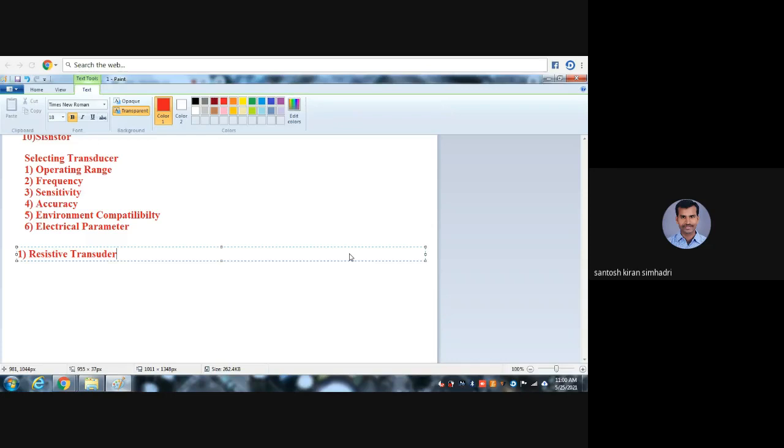What have you learned today? Yes, I have learned about the resistive transducer. What is the definition of transducer? Yes, a transducer is a device which converts one form of energy to another form of energy, one quantity of energy to another quantity of energy, non-electrical quantity to electrical quantity. That's all. Yes, sir. What about the resistive transducer, sir? Yes, I will tell you.